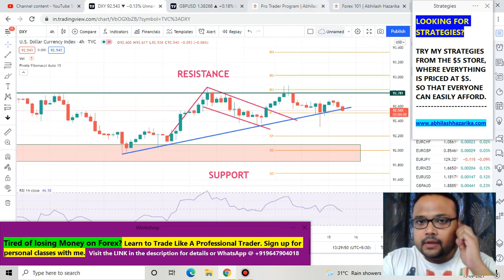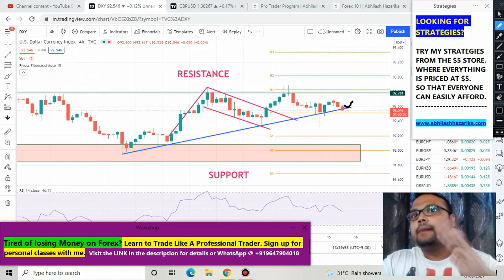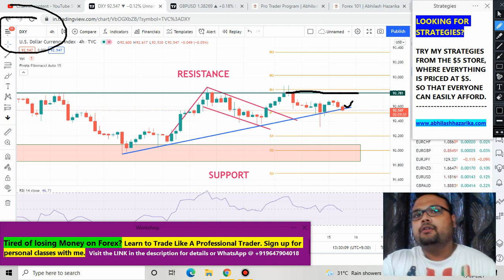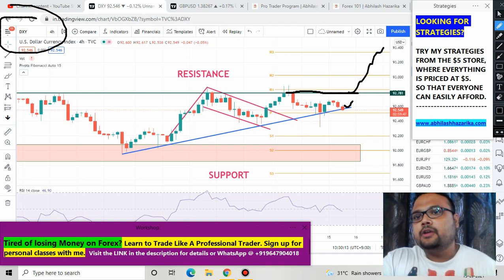On the other hand, in case market takes support and goes up from here, then do not go for buy order at GBP USD. That's my only request. And if market breaks the resistance on the US dollar chart here, then definitely there will be huge selling on the GBP USD, because market will be extremely bullish.